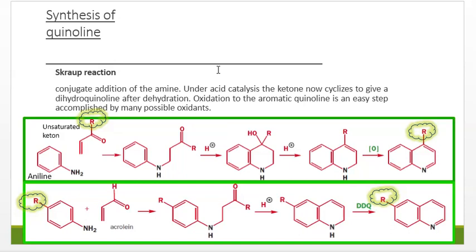Skraup reaction. What is the Skraup reaction? Conjugate addition of the amine under acid catalysis. With acid catalysis, the ketone now cyclizes to give a dihydroquinoline after dehydration. Oxidation to the aromatic quinoline is an easy step accomplished by many possible oxidants. Here you can see the formula of acrolein. At first, what is acrolein? This is unsaturated. Which group is this? This is an aldehyde group. It means that this is an unsaturated aldehyde.